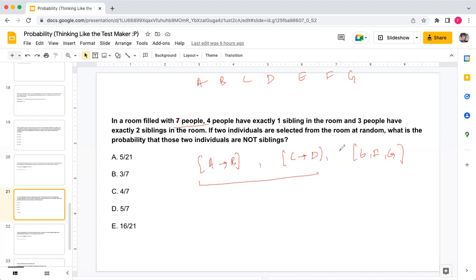And 3 people have exactly 2 siblings. So E, F, G, each of these has exactly 2 siblings. E has F and G, F has E and G, G has E and F. So there are groups of 2 people, 2 people, and 3 people, right? Now the question is, if 2 individuals are selected from the room at random, we need to select 2 individuals.